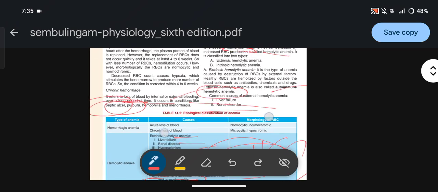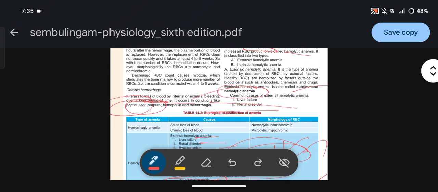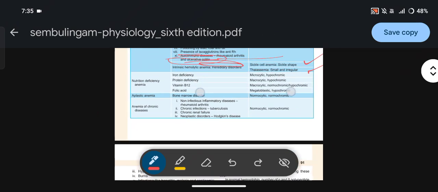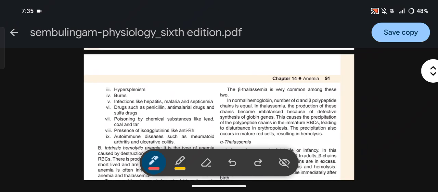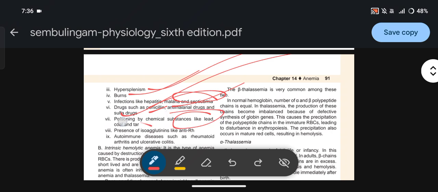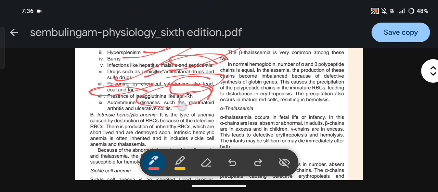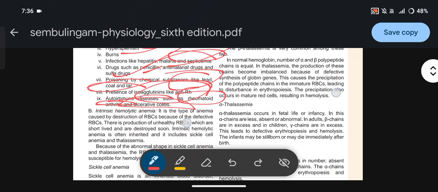So, what are the reasons? The common causes of extrinsic hemolytic anemia are liver failure and renal disorder. Then we have already discussed hypersplenism, then burns, then infections like hepatitis, malaria, and septicemia. Then drugs such as penicillin, antimalarial drugs, and sulfur drugs. Then poisoning by chemical substances like lead, coal, and tar. Then presence of isoagglutinins like anti-RH. Then autoimmune diseases such as rheumatoid arthritis and ulcerative colitis. So these are the major reasons in which extrinsic hemolytic anemia may occur.